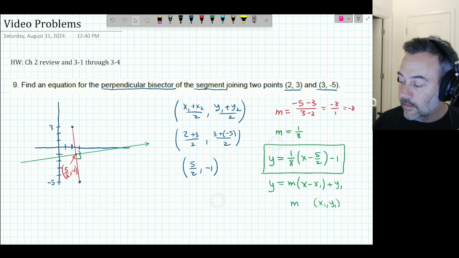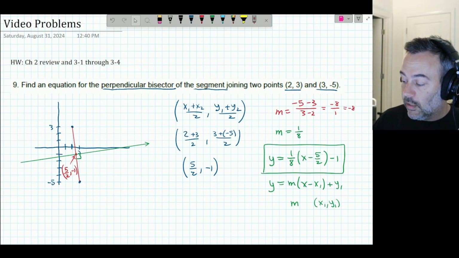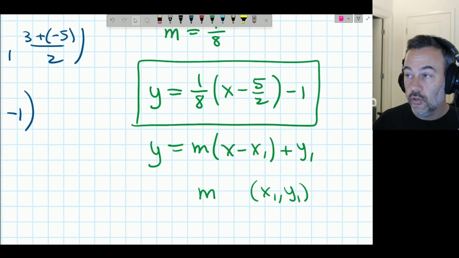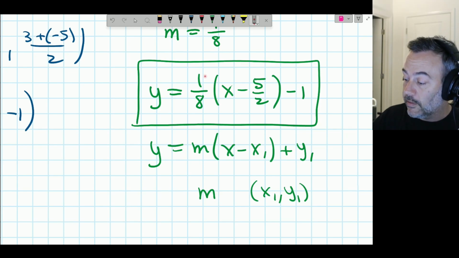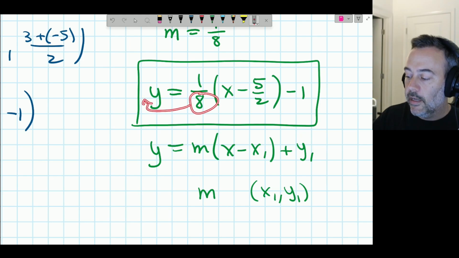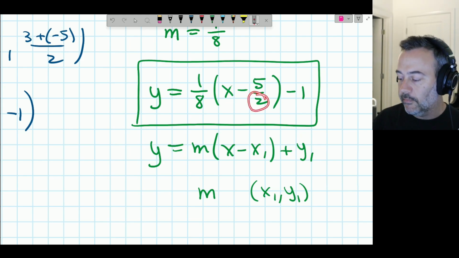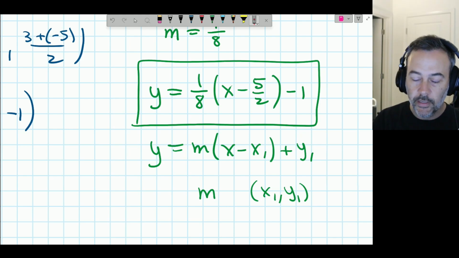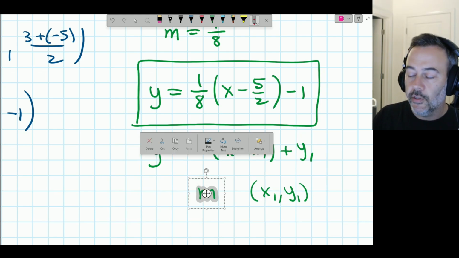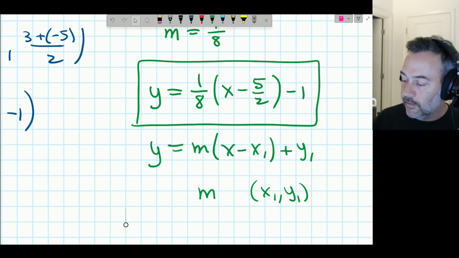And it didn't say what form to put this in. If I needed this in slope-intercept form, I would need to distribute the 1/8 and combine that result with -1, then I'd be done. If I needed to put it in general form, I'd want to multiply everything by 8 to get rid of that denominator, and then I'd multiply everything by 2 to get rid of the denominator there, and the goal would be to get all of the coefficients to be integers and to get everything to one side.